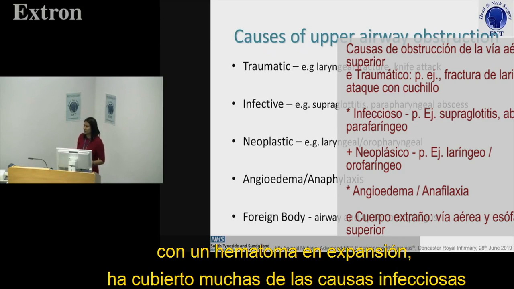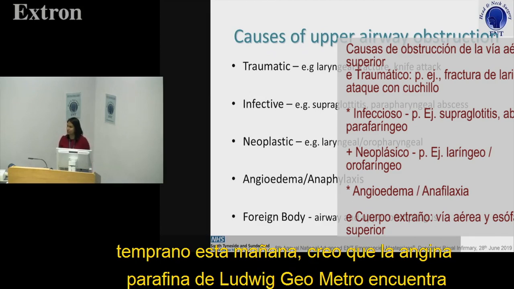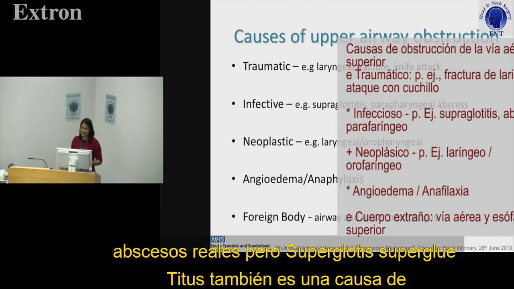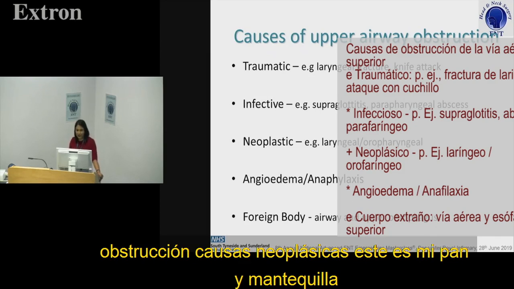You've covered quite a bit of the infective causes earlier on this morning, I believe. Ludwig's angina, parapharyngeal, retropharyngeal abscesses. But supraglottitis as well is a cause of obstruction.